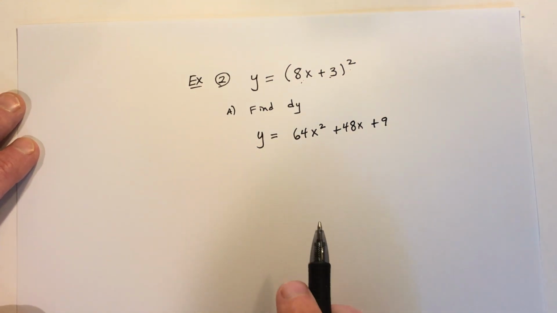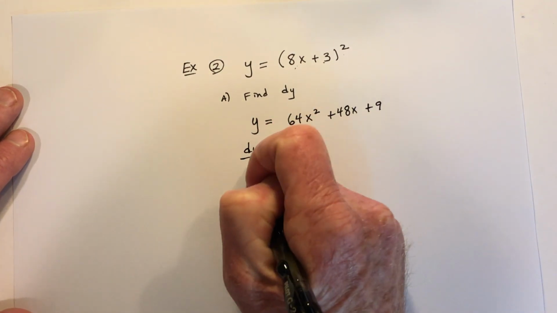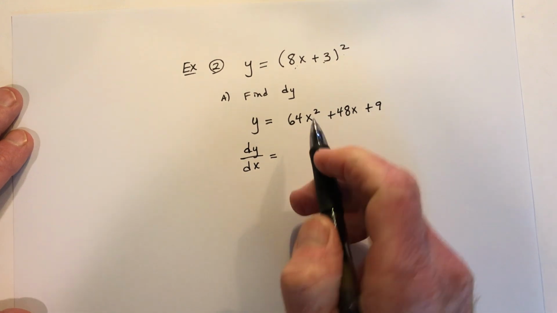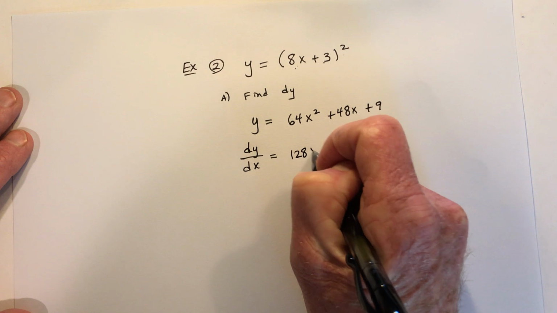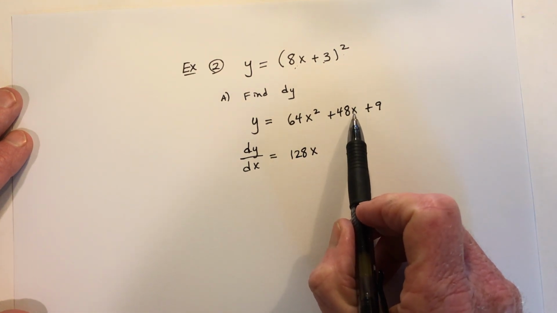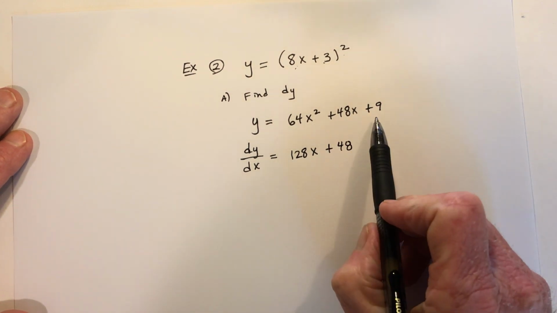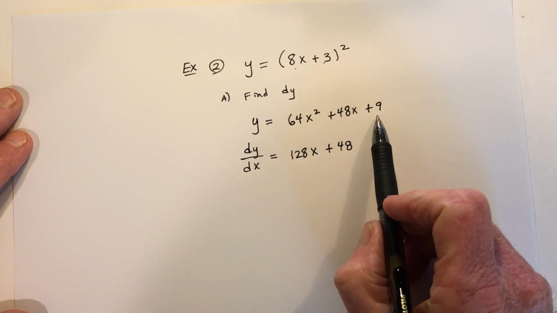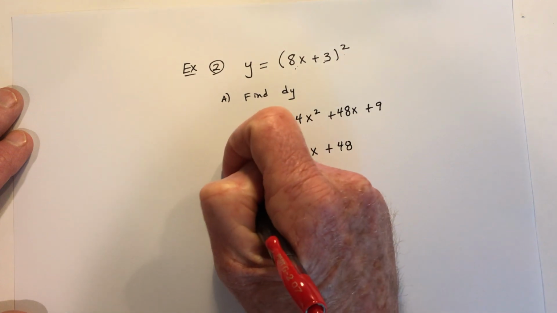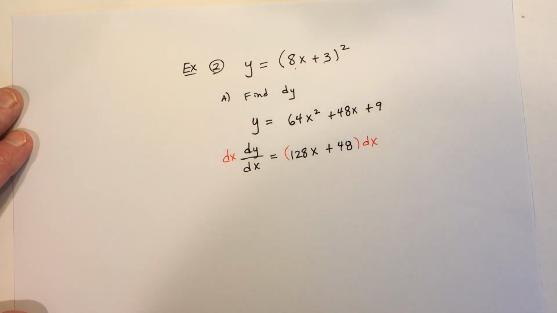Okay, that was just the algebra. Now it's time for the calculus. Take the derivative, dy dx. So the 2 goes in front, and 2 times 64 will be 128x. When you have a number times x, the derivative of x is just 1, so you just get the number. And when you have a number sitting all by itself, its derivative is 0. So now just multiply both sides by dx, and we're done with part A.